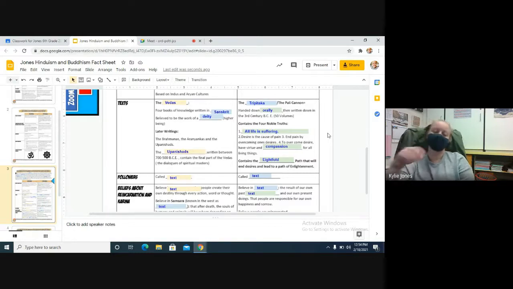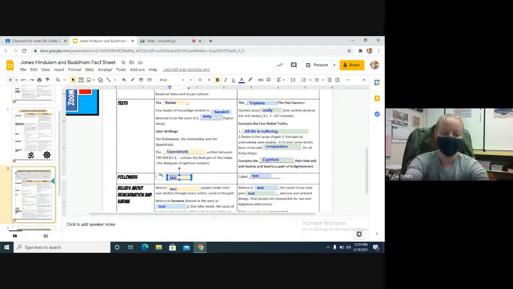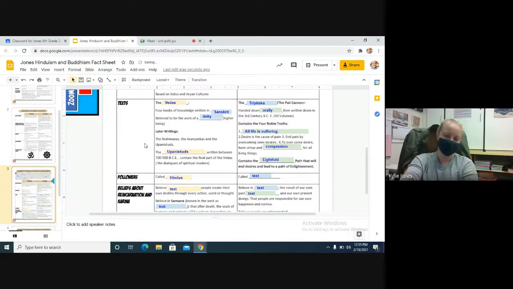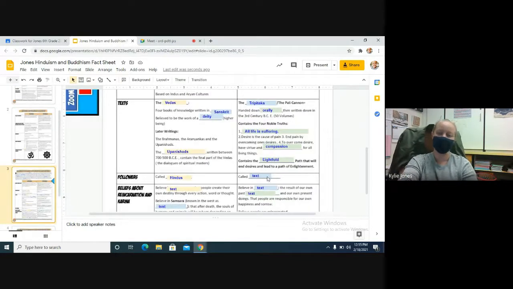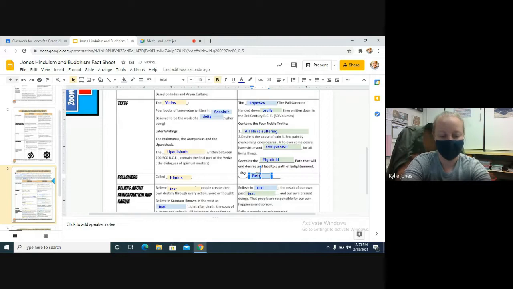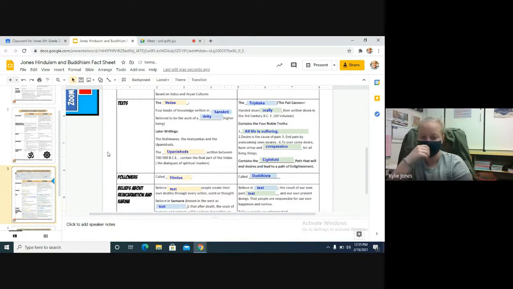All right, let's look at the next one. The types of followers. In Hinduism, what are the followers called? No, that's Hindus, yeah. Hindus. Okay. And then in Buddhism, what are they called? Buddhists. Buddhists.